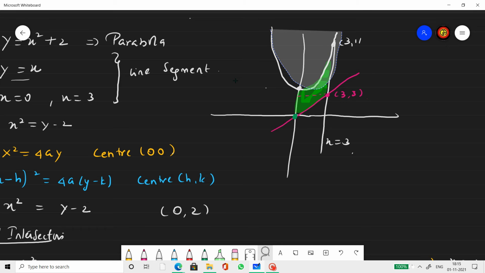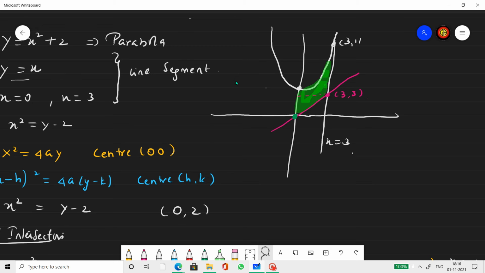First parabola, then the vertical line, then the line that passes through the origin. So the line that passes through the origin meets x equal to 3 at 3, comma 3 and it's not meeting the parabola. Whereas the line x equal to 3 meets the parabola at 3, comma 11 and meets the line y equal to x at 3, comma 3. So the area bounded by all three will be this area.